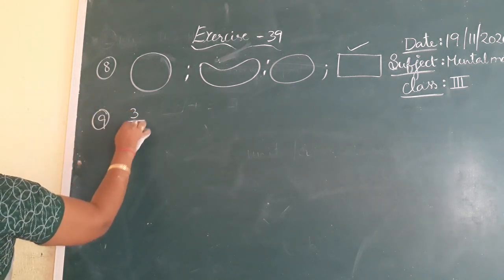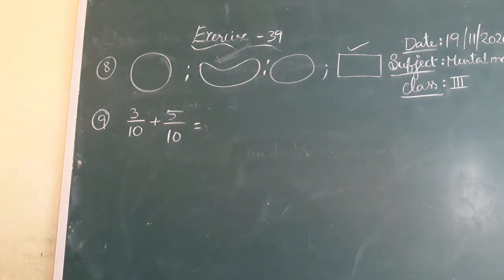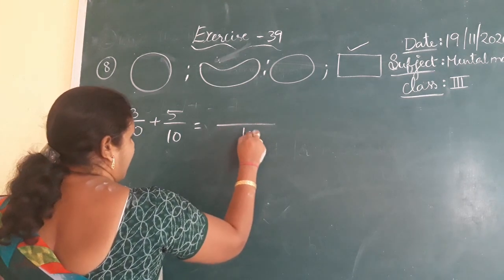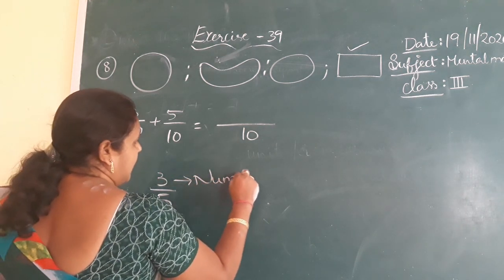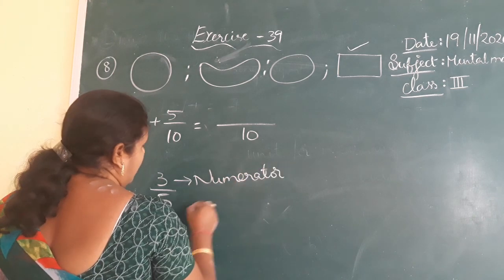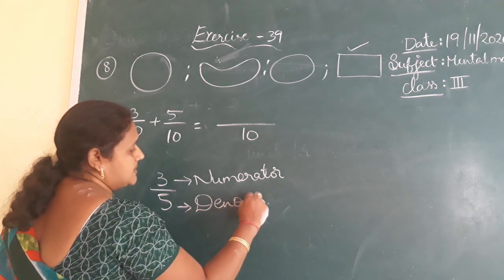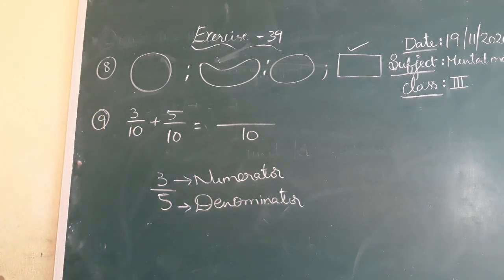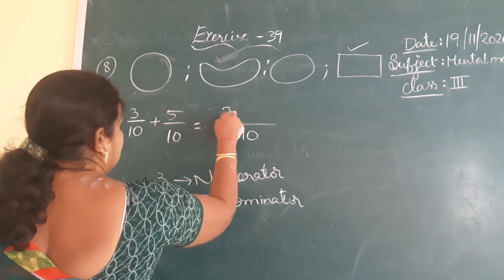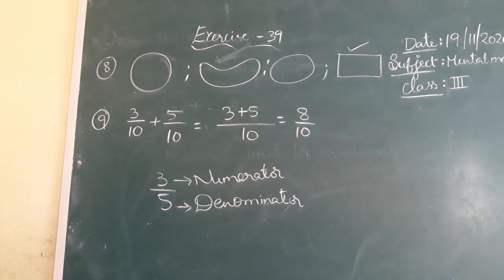Ninth one, 3 by 10 plus 5 by 10. How will you solve 3 by 10 plus 5 by 10? Here the denominator is 10. In a fraction, the upper number is called the numerator. Again and again I am repeating, the number which we write at the bottom, we call it the denominator. So here the denominator is 10. Add the numerators, 3 plus 5. What is 3 plus 5, children? 8. 8 by 10.